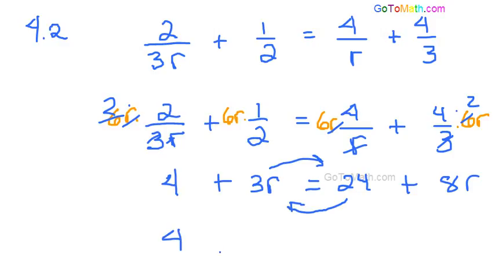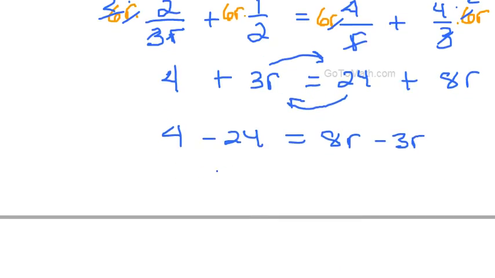So we have 4 minus 24 is equal to 8r minus 3r. And then of course we'll go ahead and simplify this down. Alright, and then multiply both sides by 1/5, so we can completely isolate that r.